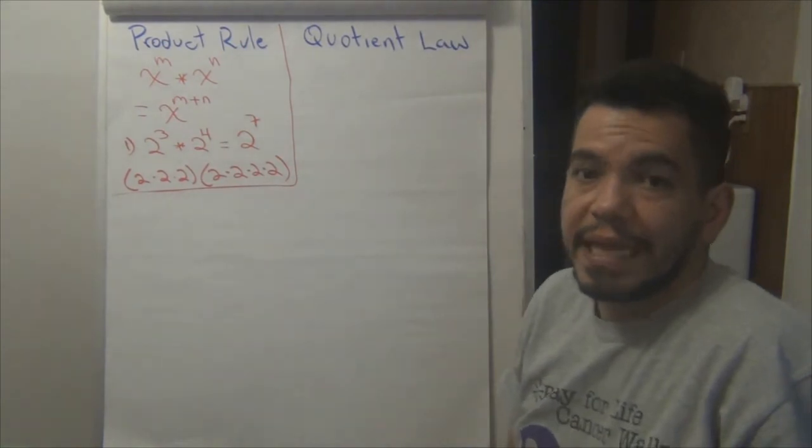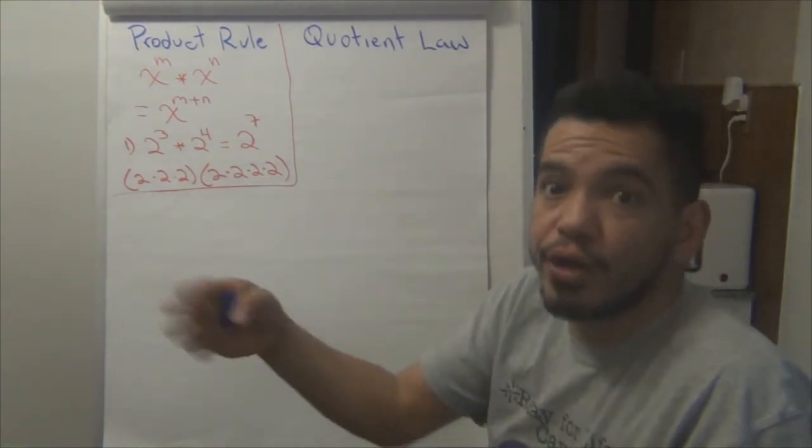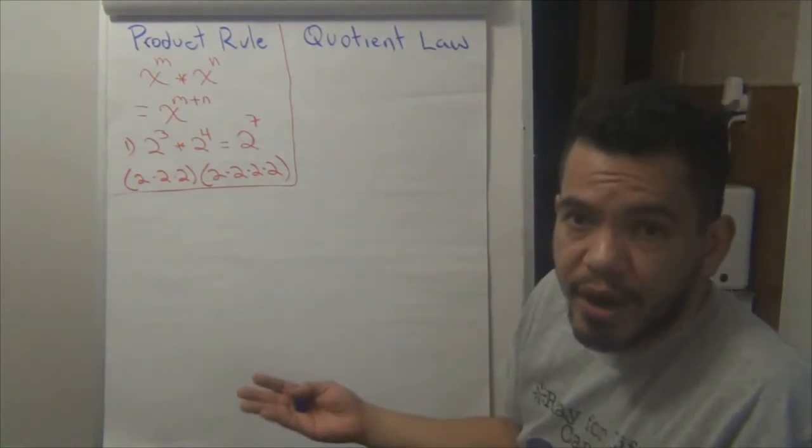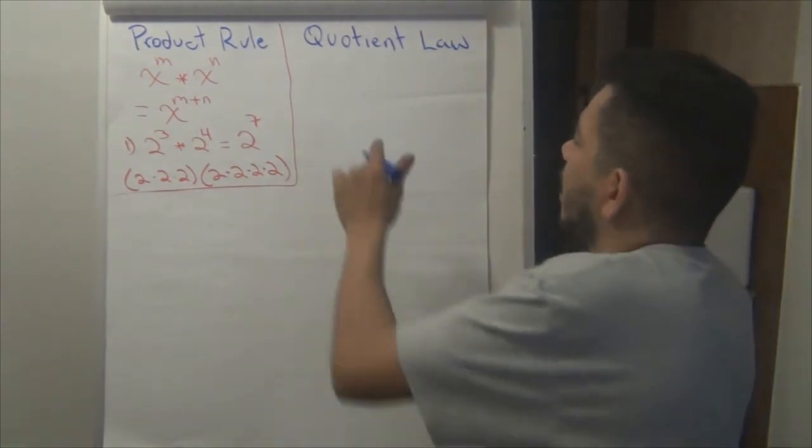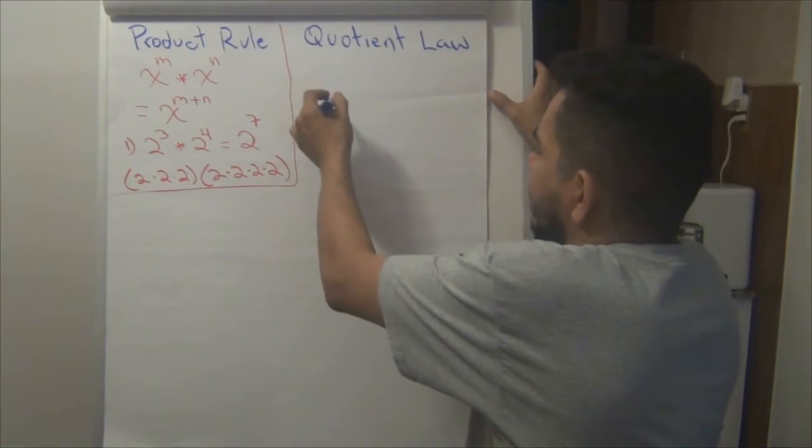Rule, law. A rule is something that you follow. The law is something that you follow. Rules were meant to be broken. The law, I don't know if it was meant to be broken, but okay.